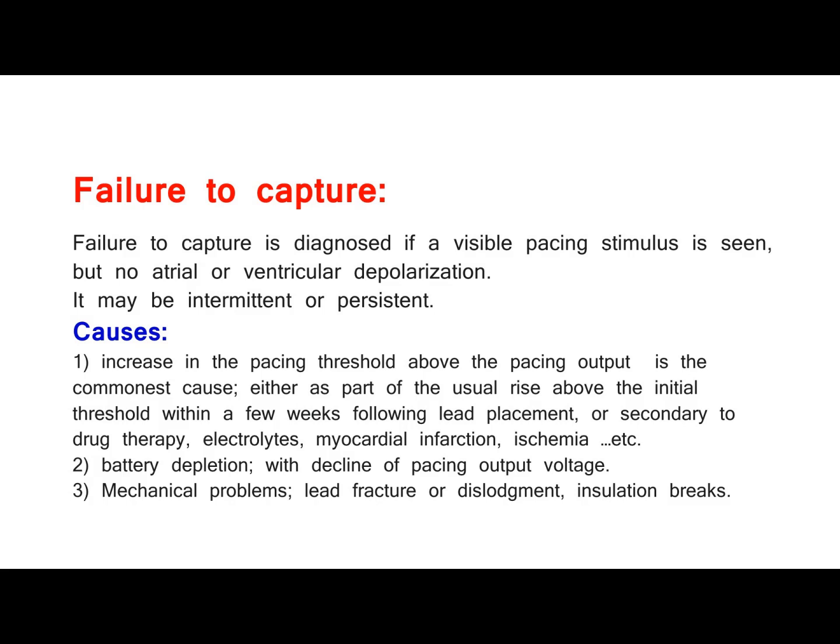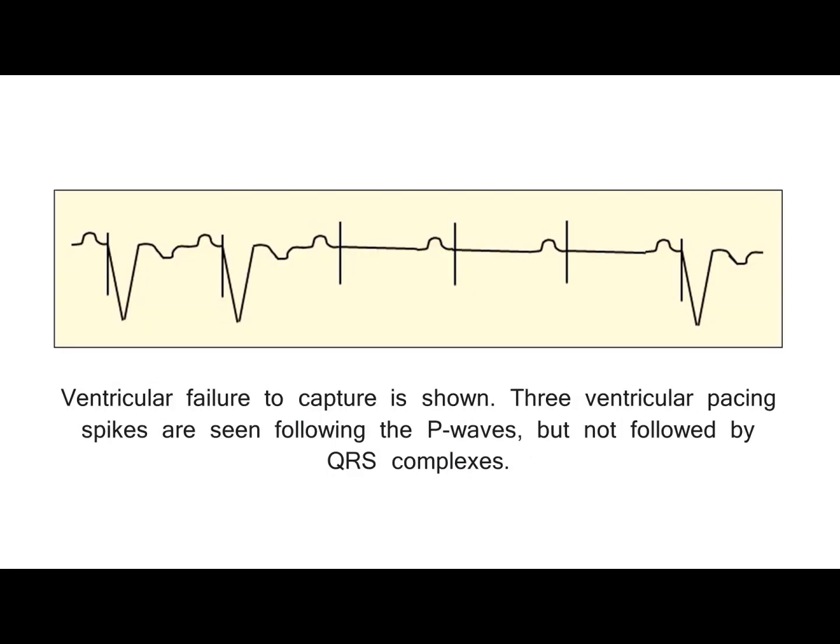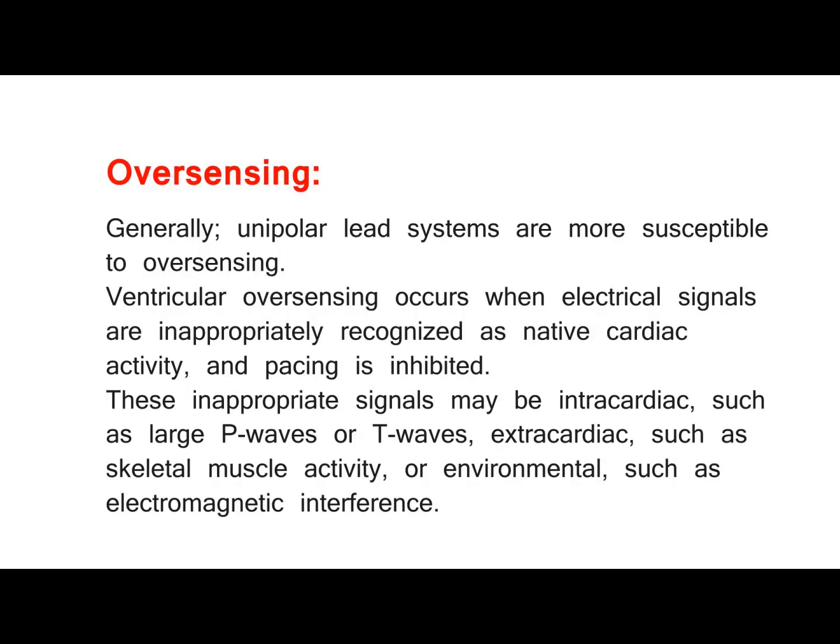3. Mechanical problems, lead fracture or dislodgement, insulation breaks. Ventricular failure to capture is shown. 3 ventricular pacing spikes are seen following the P waves, but not followed by QRS complexes. Oversensing. Generally, unipolar lead systems are more susceptible to oversensing.